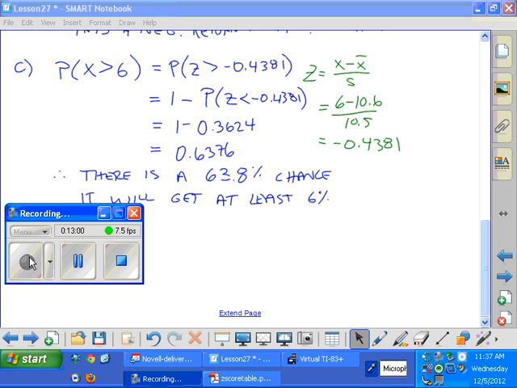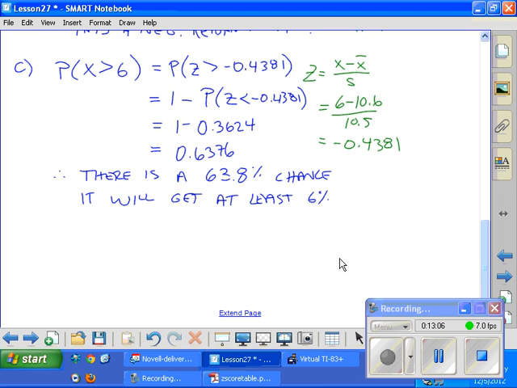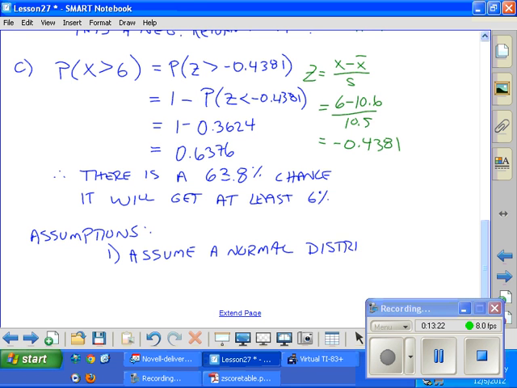And to finish off, the question says what assumptions need to be made. Well, the assumptions that need to be made here are, first of all, we're assuming it's a normal distribution. So that's the first one. Assume a normal distribution, and that was stated in the question. And second of all, what else do we need to consider here? Well, in terms of economics, we have to assume that the economic times remain consistent, because this prediction is based on the pattern over the last couple of years.